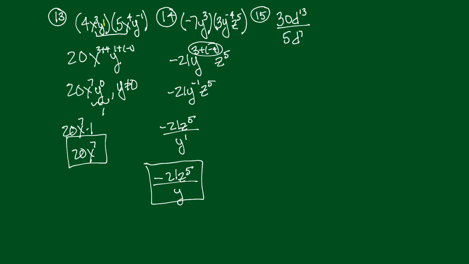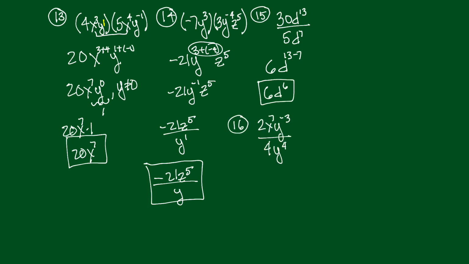And in number 15, looks like we've got multiplications and divisions. So let's just run through it. 30 divided by 5, that's a 6. And then what about this d here? Well, I've got a division. So I know what to do. I'll write the common base and then take the top exponent minus the bottom exponent. So how about just 6d to the 6th?